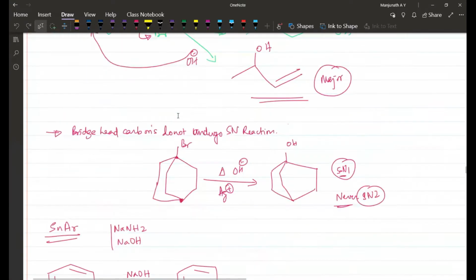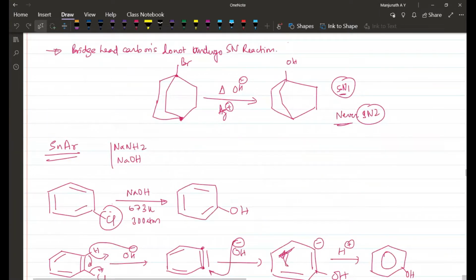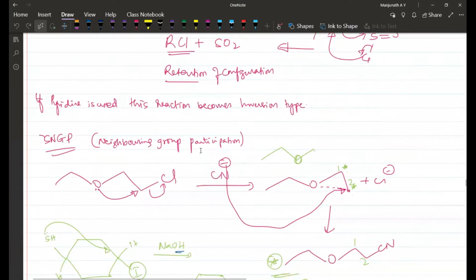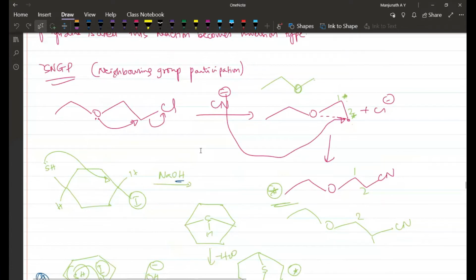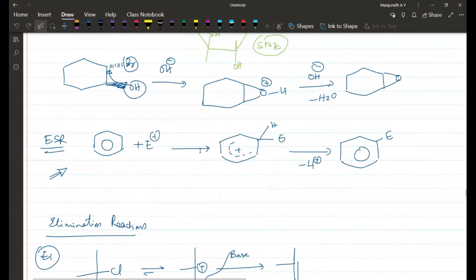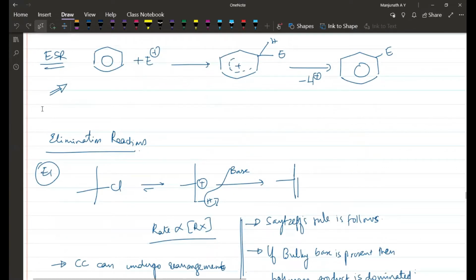Then we have seen SNAr, and we have also seen SNi. And I have also given you some examples of neighboring group participation. So those were nucleophilic substitution. Then we have also seen electrophilic substitution reaction. We have also seen elimination reactions.